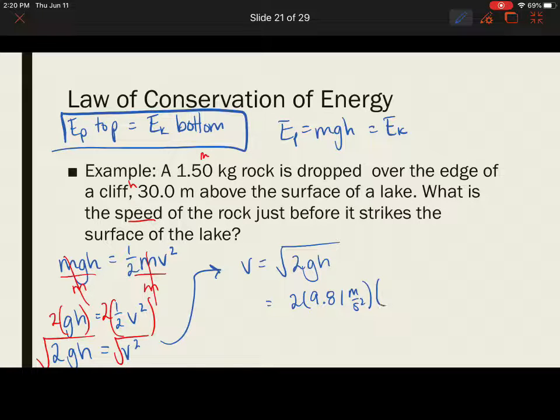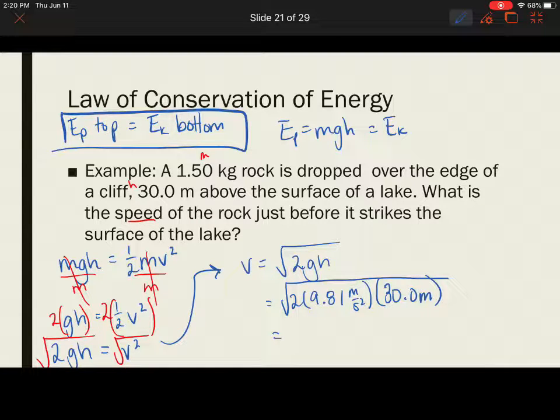So if you get good at using this technique and know when to use it, right? Know that when we're talking about something that's going from its highest height to its lowest height, that's when you can use this method. Because then here I only need the height. I do not need the mass whatsoever, even if it gives it to us.